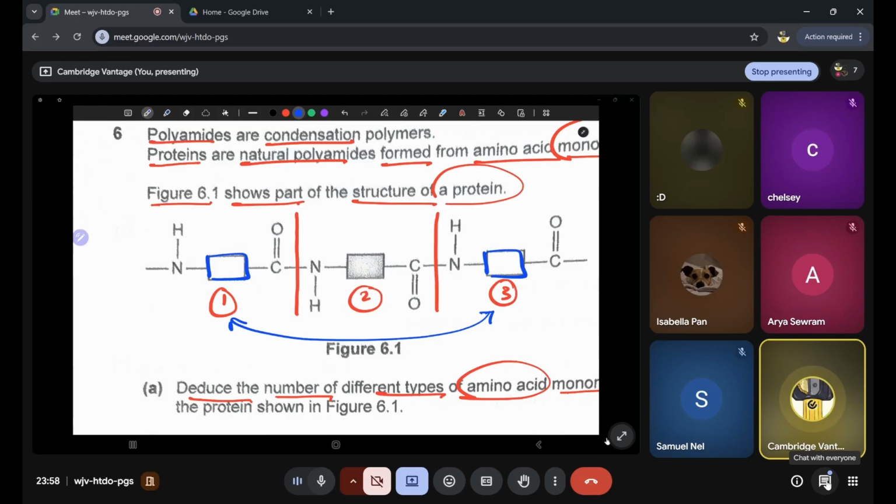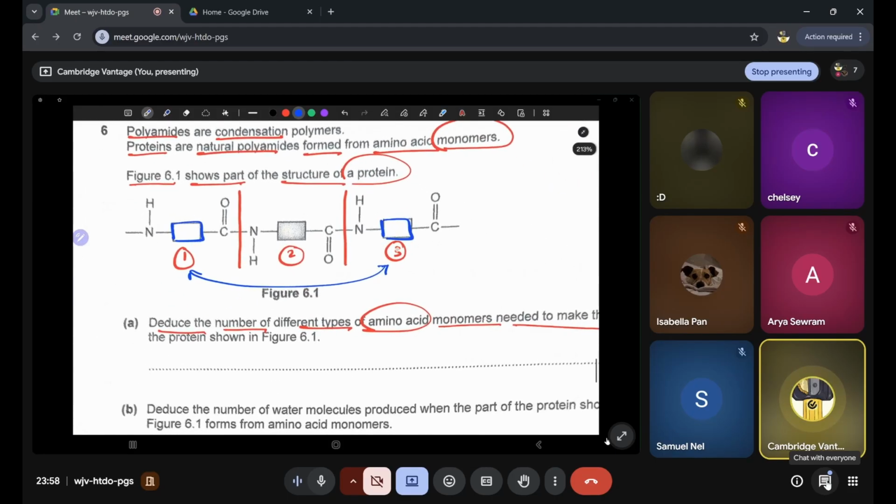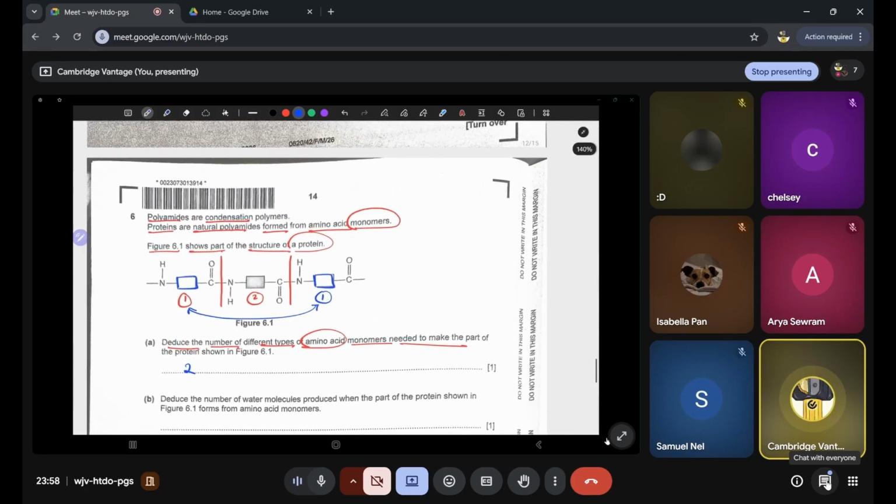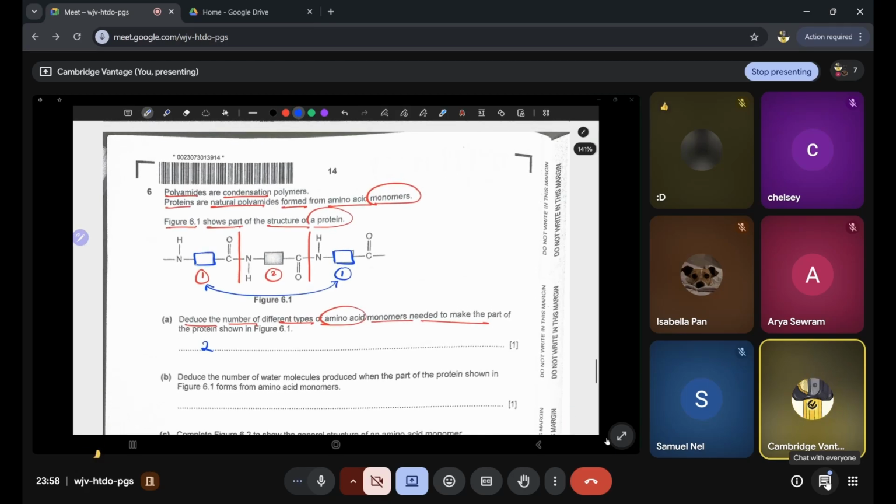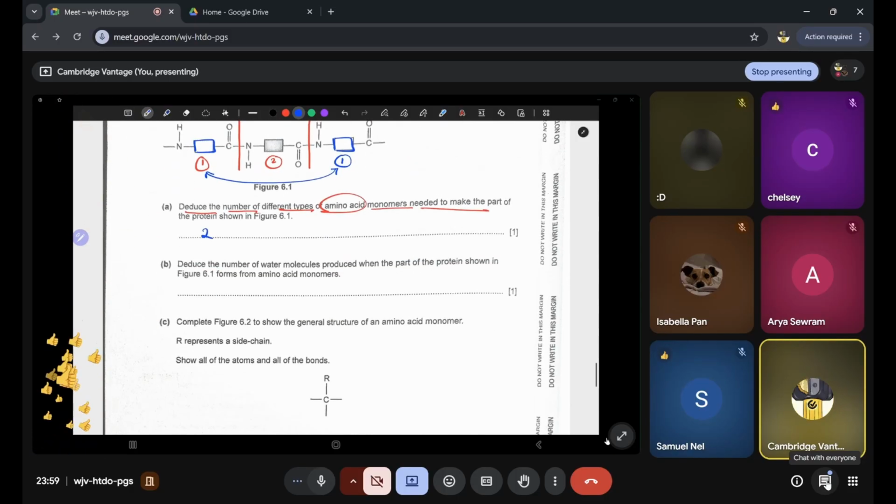So when the box is the same, it means it's the same amino acid. So over here, at the end of the day, you have two types of amino acids. Yes, you have three amino acids, but two types of amino acids. The answer for this one is 2. Is this clear for all students? All right. What about Samuel? Okay, thank you.